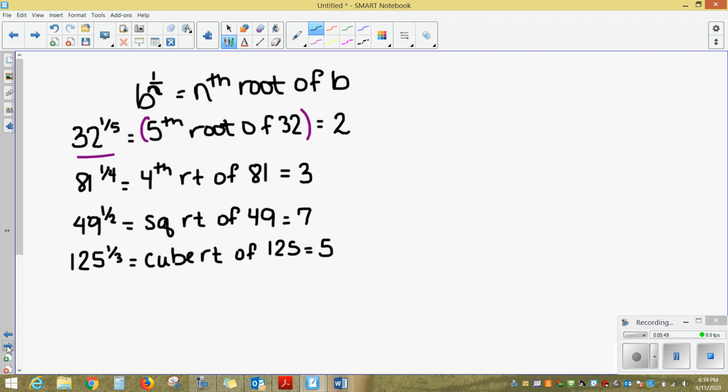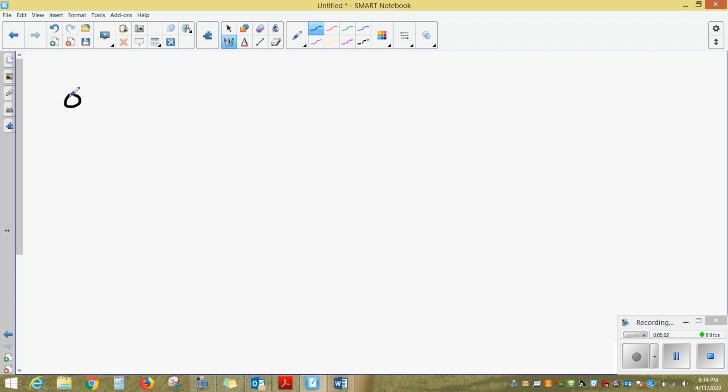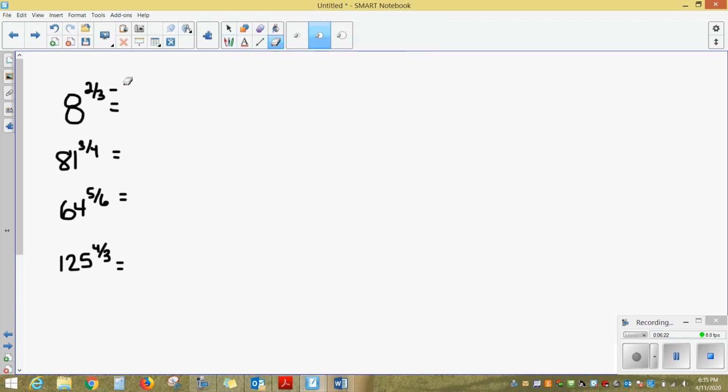Now, sometimes though, we'll be asked to find things like 8 to the 2/3 power, or maybe 81 to the 3/4 power, or maybe 64 to the 5/6 power. Let me come up with one more: 125 to the 4/3 power. Where the number in the numerator is not equal to 1. I know that the 1/3 power means I'm after the cube root, but the 2/3 power, I'm going to have to adjust what I'm thinking about there.